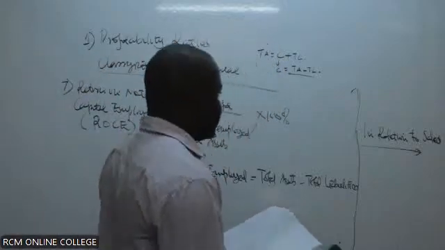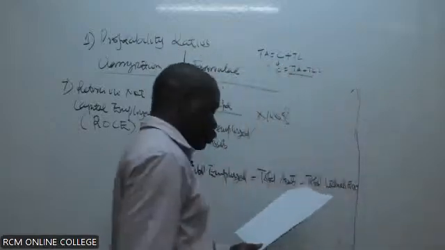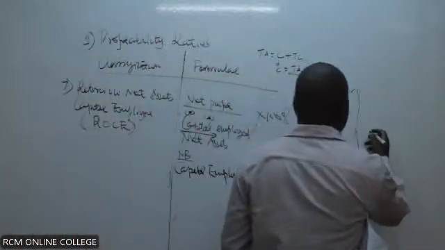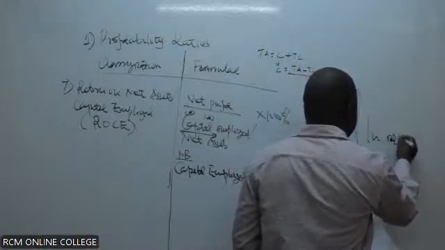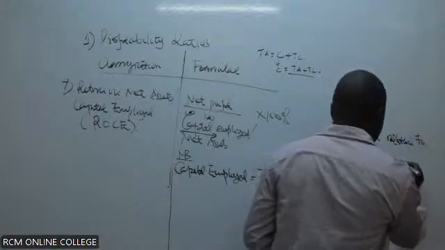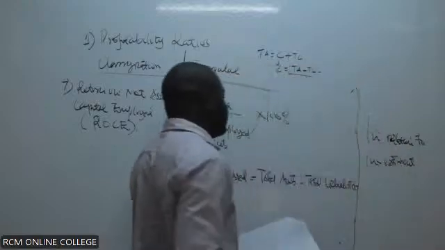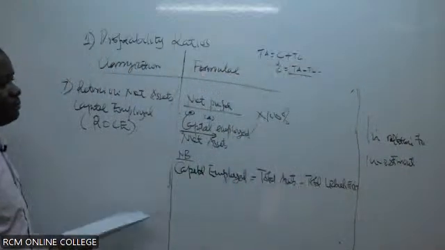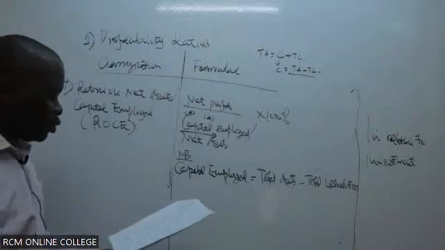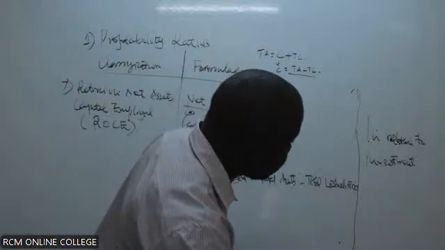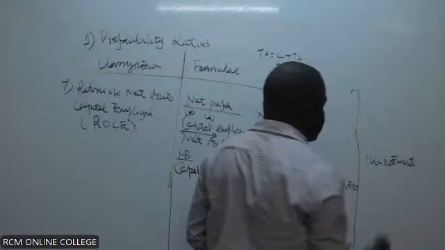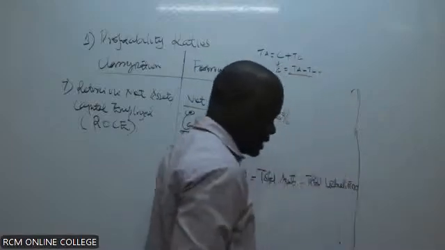So these particular ratios, the 3 of them, numbers 5, 6, and 7, remember the previous ones were in relation to sales. These ones are in relation to the investment that has been put in. These profitability ratios, numbers 5, 6, and 7, are in relation to what we've invested, what we've put in as capital, what we've put in as total assets. They are in relation to investment.